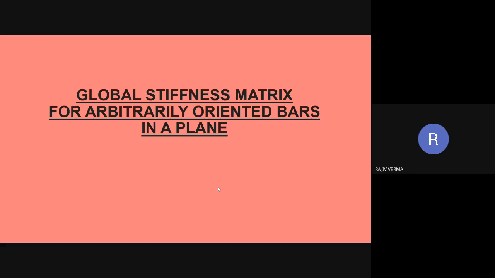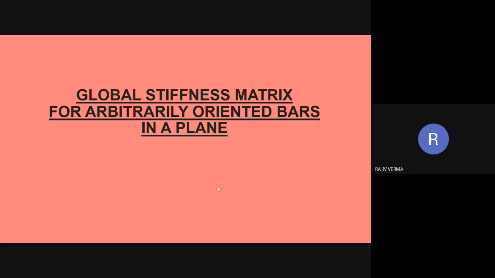Hello students, in this particular lecture we will be dealing with a combination of bars which are located in a particular plane. All of the bars are in a fixed plane, but they are located with respect to some inclinations with respect to each other. That means all the bars are not parallel to each other, they are at some inclinations.